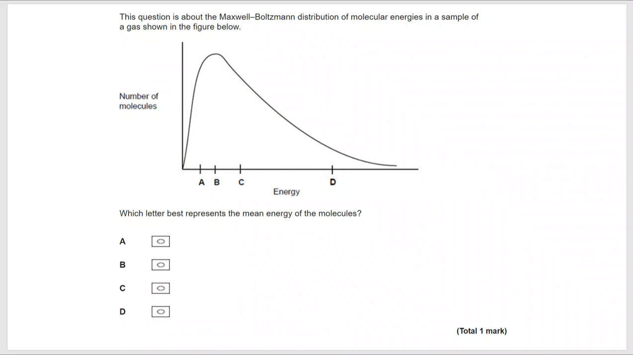And we've got here a Maxwell-Boltzmann distribution curve provided. Which letter best represents the mean energy of the molecules? Well, we could go straight to the right answer, but let's look at what you are being distracted by here.